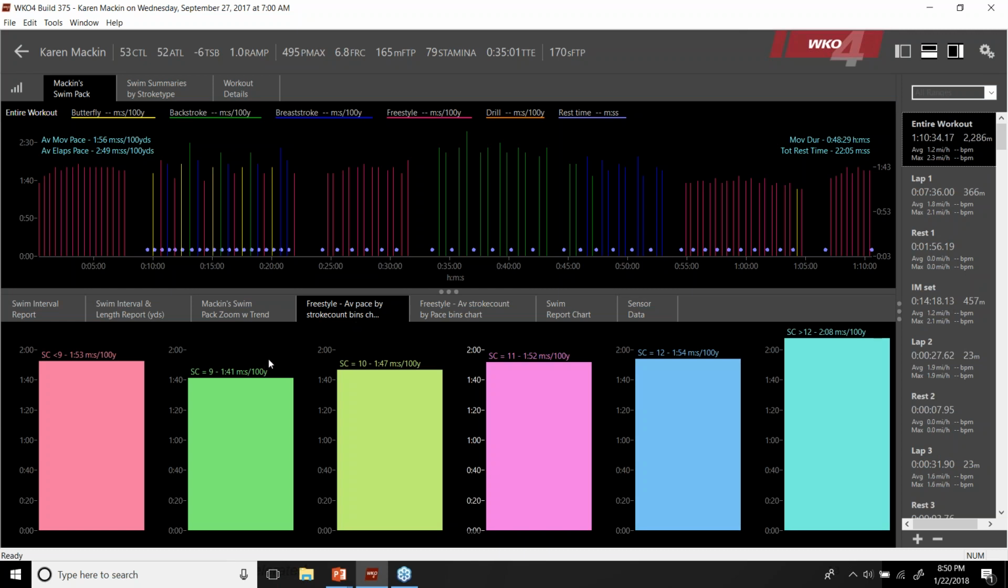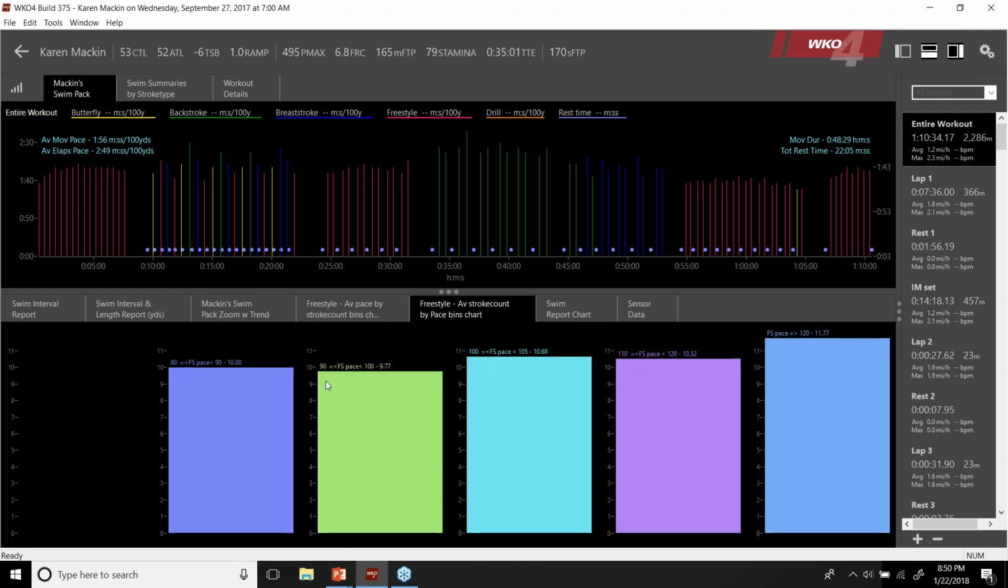Okay, so I have a couple of bin charts. This tells me at stroke count of 9 per length, this is my average pace. This is my average pace for the stroke count at 10, 11, 12, and you can kind of see how that changes. I also broke it down by, okay, here's a range of paces from 90 seconds to 100 seconds per length, and gives me the average stroke count for that. Again, this is just freestyle information.